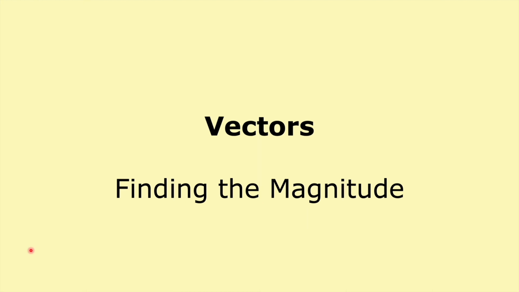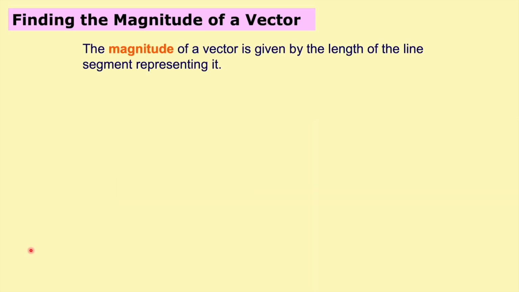We're going to continue with vectors today, and we're going to be learning how to find the magnitude of vectors. So the magnitude of a vector is given by the length of the line segment representing it. I briefly mentioned the magnitude before, and the magnitude is the length of a vector. The magnitude isn't determined by the direction of the vector because it's just a length.